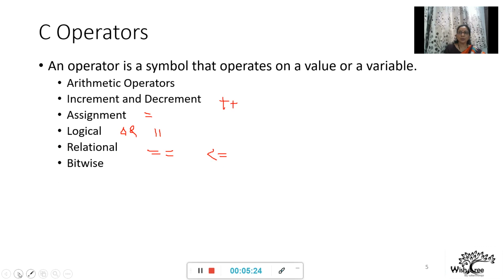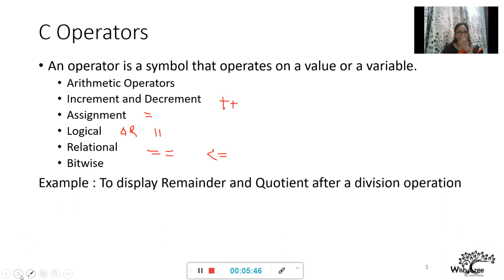Then we have bitwise operators, essential for faster calculations used in embedded systems. I want to check bit by bit. I want to perform certain operations bit by bit, not on the entire byte as we did in the logical operation. So bitwise operators are also supported in the C programming language.